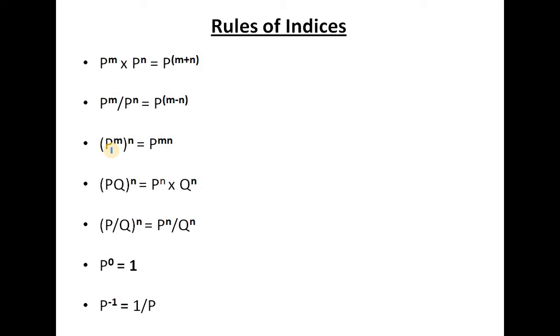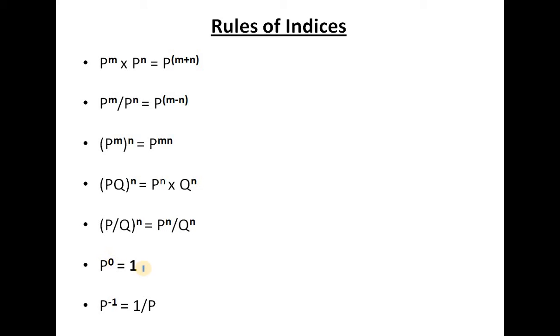Now this is nothing but the product of powers. If p to the power m, the whole to the power n, that can be written as p to the power m into n. pq to the power n, this is the product of two numbers powered by the same number, so this can be written as p to the power n into q to the power n. This is division: p by q to the power n can be written as p to the power n divided by q to the power n.